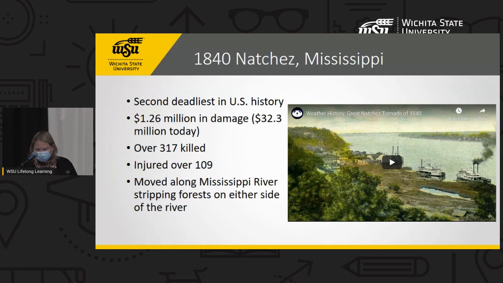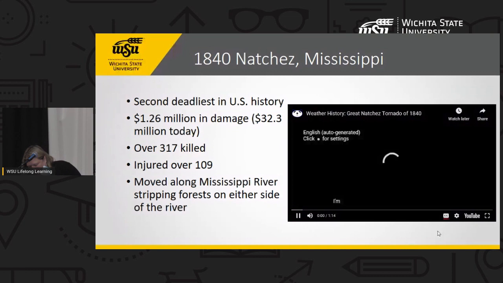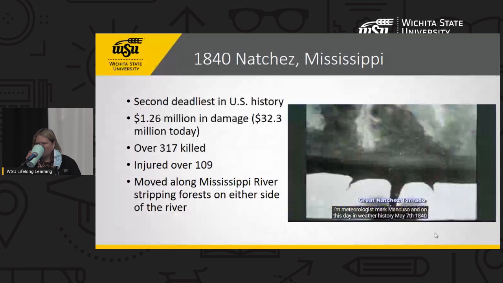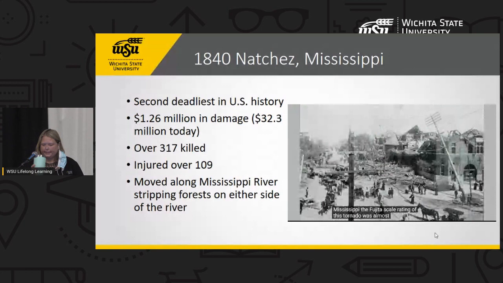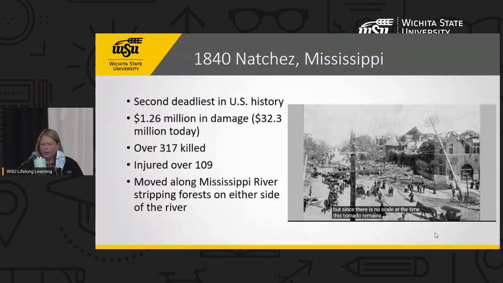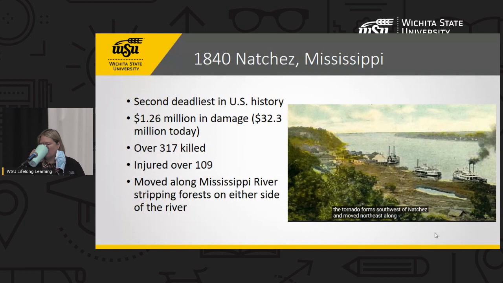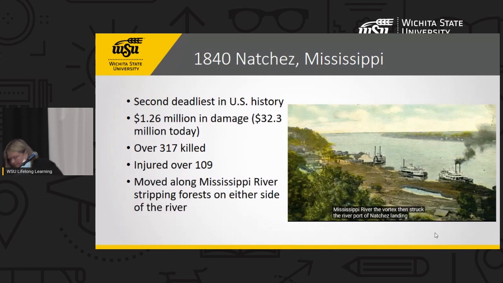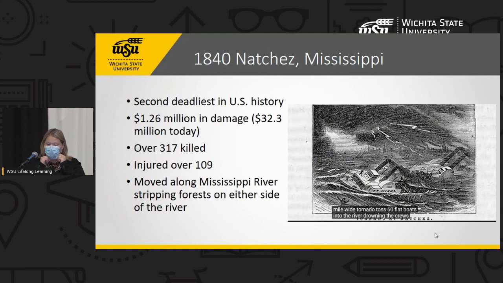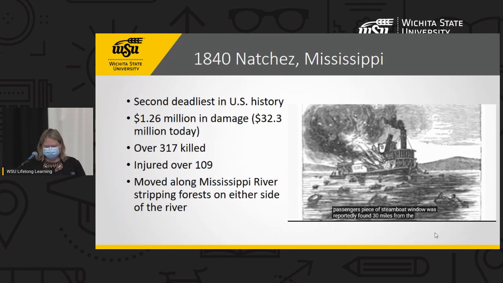So here's a little weather history clip. I'm meteorologist Mark Mancuso, and on this day in weather history, May 7th, 1840, the Great Natchez Tornado hit Natchez, Mississippi. The Fujita scale rating of this tornado is almost certainly an F5, but since there was no scale at the time, this tornado remains uncategorized. The tornado formed southwest of Natchez and moved northeast along the Mississippi River. The vortex then struck the river port of Natchez Landing. The mile-wide tornado tossed 60 flatboats into the river, drowning their crews and passengers. A piece of steamboat window was reportedly found 30 miles from the river. Many conducting business on shore were killed.